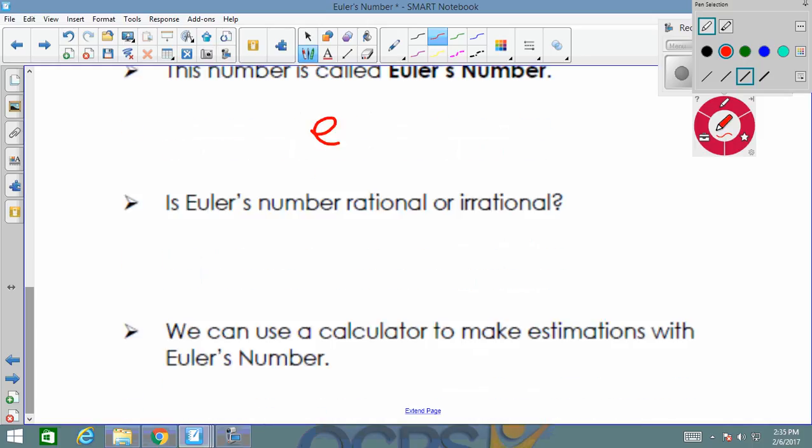Euler's number is considered irrational because it's not a repeating decimal. It's similar to pi. It goes on, but it does not repeat. We can use a calculator to make estimations with Euler's number. So let's go ahead and do that.